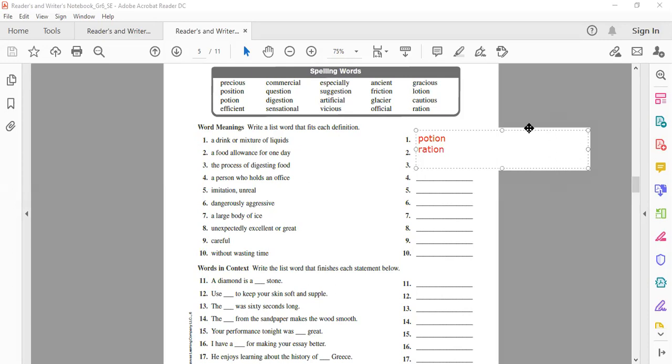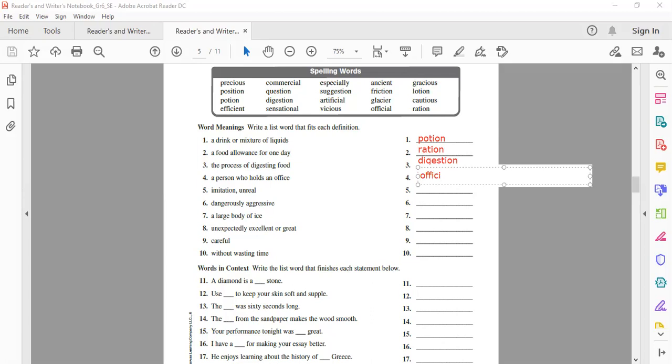Number 3. The process of digesting food. Digestion. Very good. A person who holds an office. Official. Very good. Imitation. Unreal. Artificial.